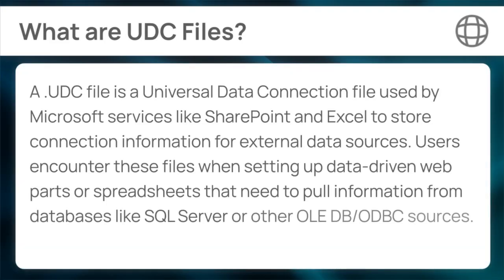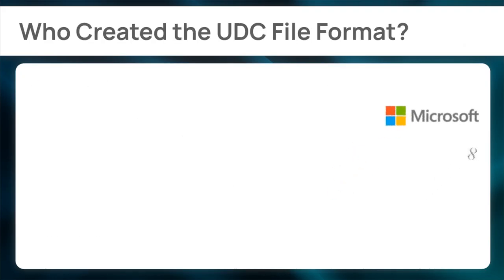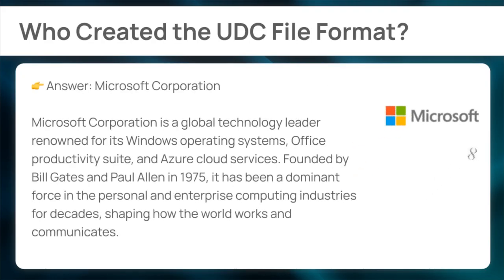A UDC file is a universal data connection file used by Microsoft services like SharePoint and Excel to store connection information for external data sources. Users encounter these files when setting up data-driven web parts or spreadsheets that need to pull information from databases like SQL Server or other OLE DB and ODBC sources.